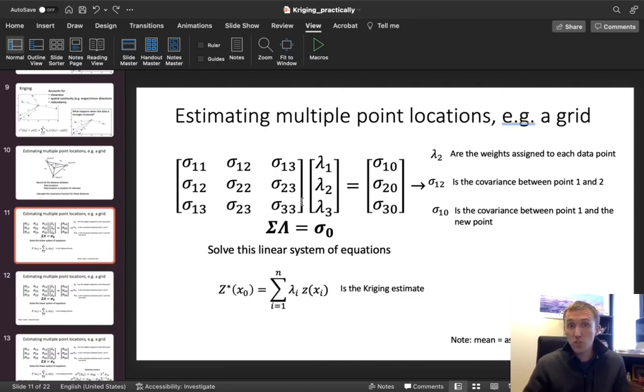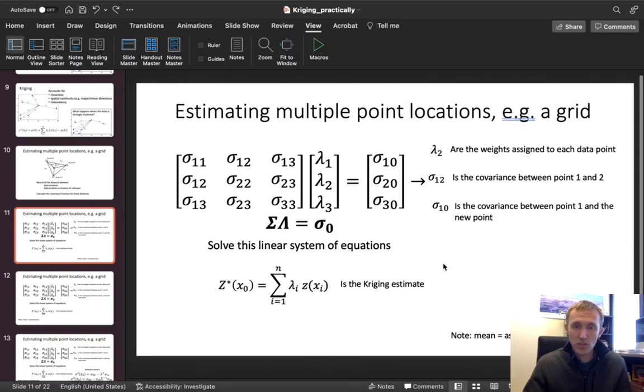Same thing with Google Sheets or Excel. You can set up this matrix and vector in Excel, and then use the LINEST function in Excel or Google Sheets to solve for what these lambdas should be. Just a linear system of equations that we're going to solve.